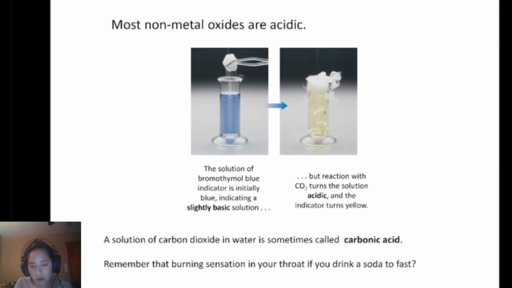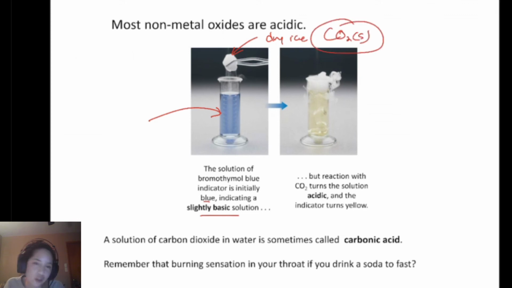So in this photo, in this beaker, or sorry, in this wire, I don't even know why they're using a graduated cylinder, but there's an indicator in this vessel. So you guys used indicators in the molar mass of an unknown acid lab. This indicator, bromothymol blue, is initially blue, meaning that the solution, it might just be like water or something, is slightly basic. But when you add dry ice, which is just CO2 in its solid form. That's what dry ice is.